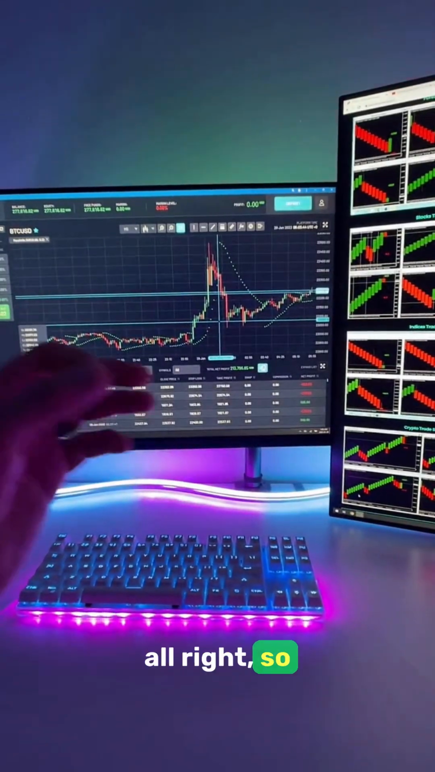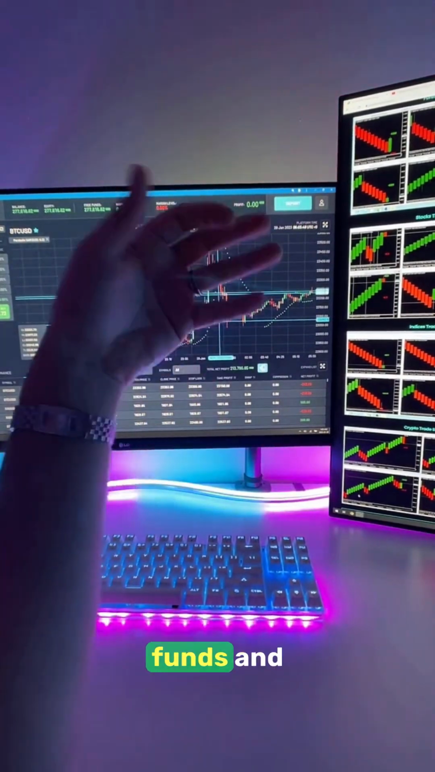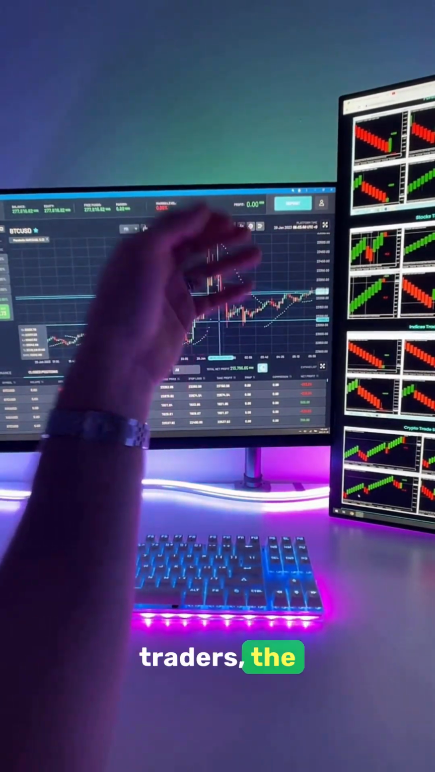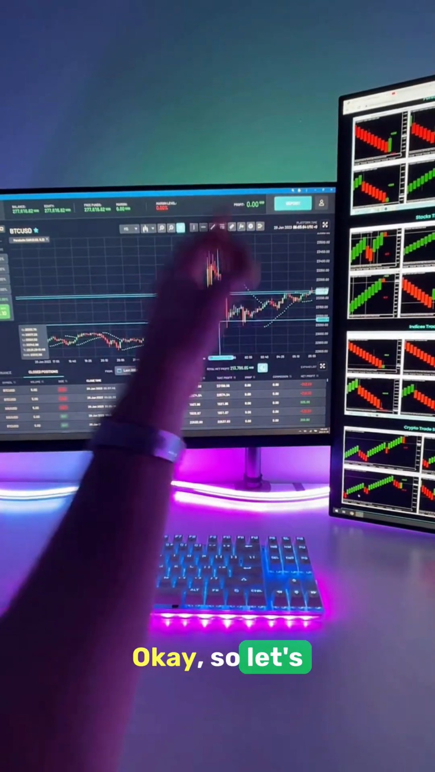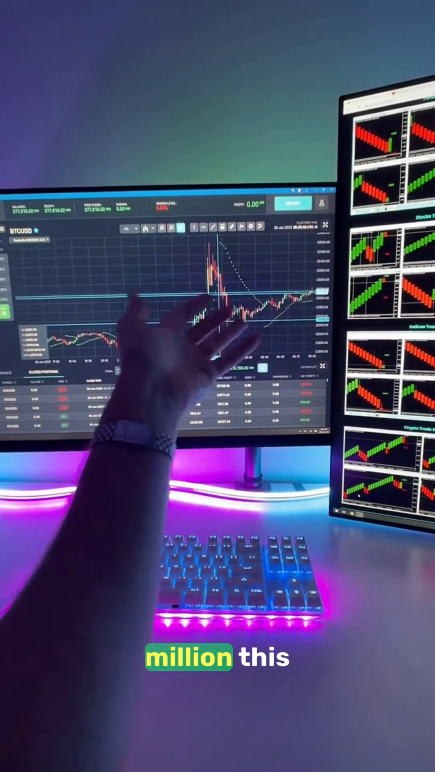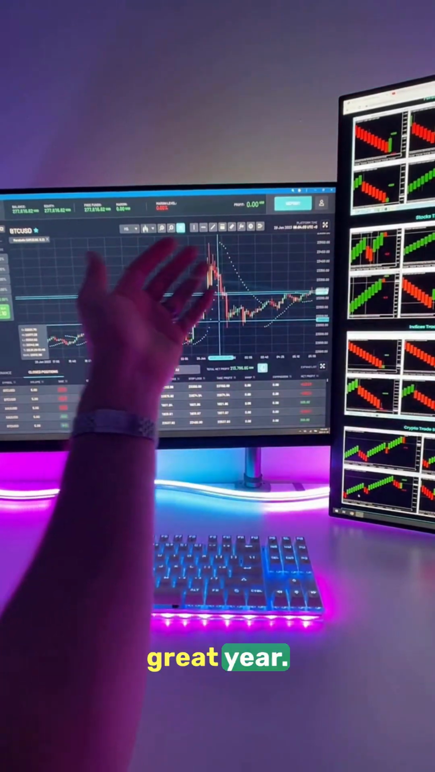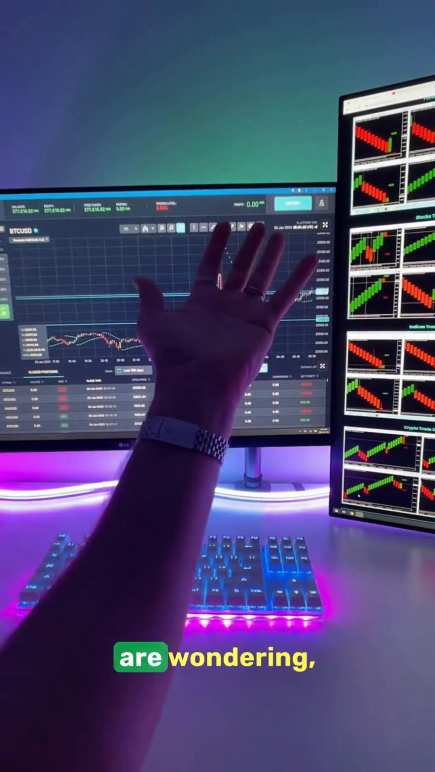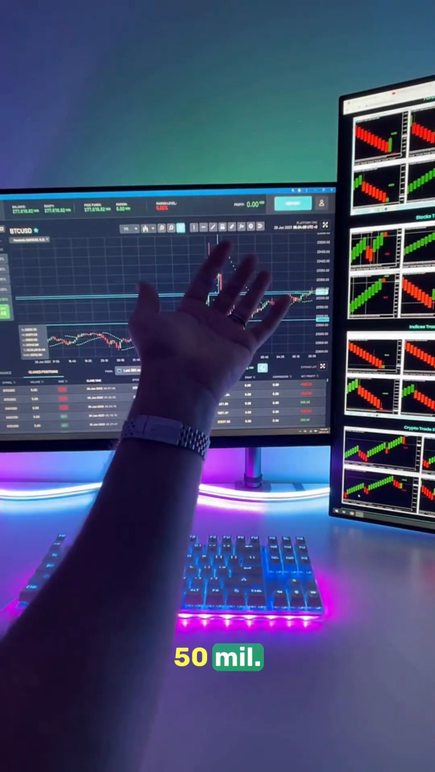All right. So let's look at how the hedge funds and institutional traders, the ones who are really making a lot of money in the market, how are they doing it? Okay, so let's just look at them. You'll see a hedge fund say, oh, we just cleared $50 million this year. It's been a great year. And now all of you are wondering, holy, that's so crazy. They just made 50 mil.